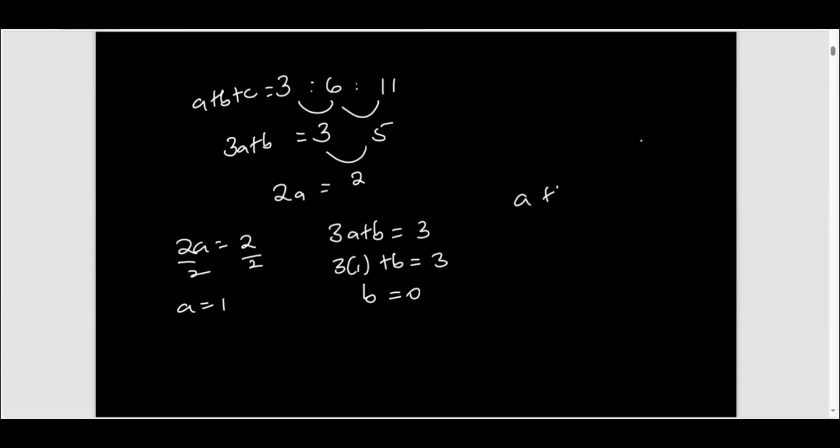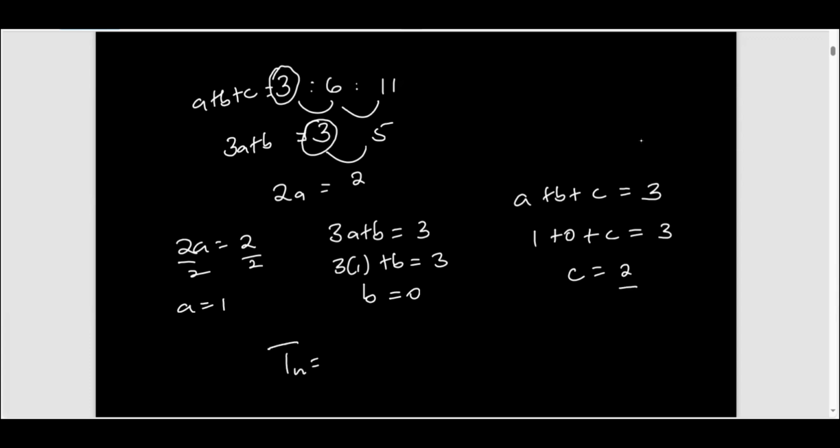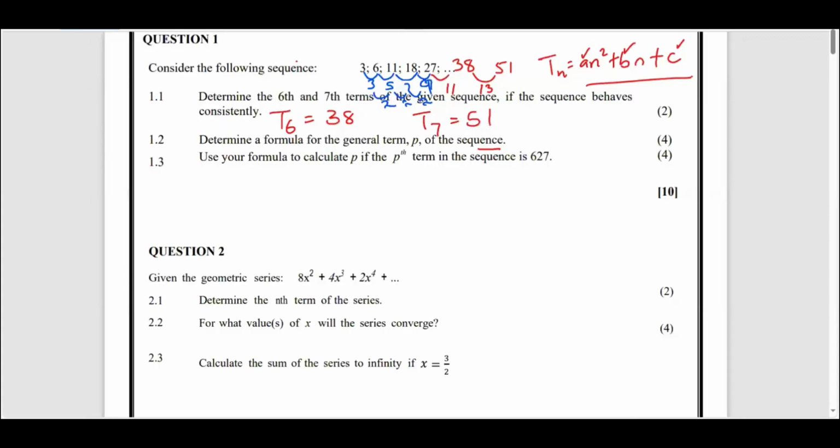Then a plus b plus c is equal to 3. Remember our focus is the first term, the a plus b plus c. The 3a plus b should be the first term of the first differences. So a is 1, b is a 0, and then we're looking for c. So c is going to be a 2. That's 3 minus 1, which is a 2. Then the nth term is just going to be n squared plus 2, since the b is a 0. So that is 1.2.